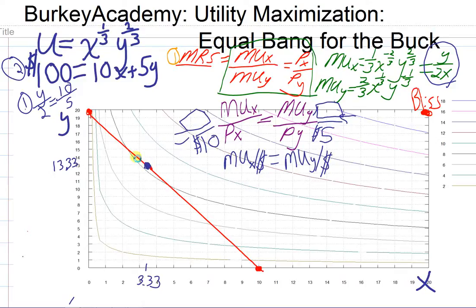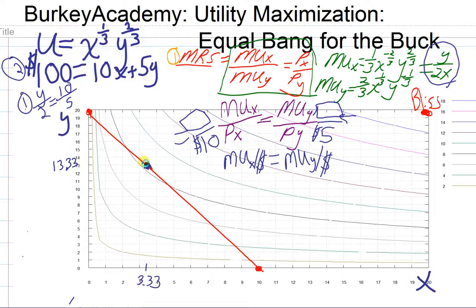Now let's look a little bit more closely at that solution, and let's make sure, first of all, that it meets this equal bang for the buck criteria. And then we're going to see what happens if we weren't maximizing utility. This is a very common kind of problem that we ask you to do in intermediate micro to make sure you understand this. So let's look at that one point.